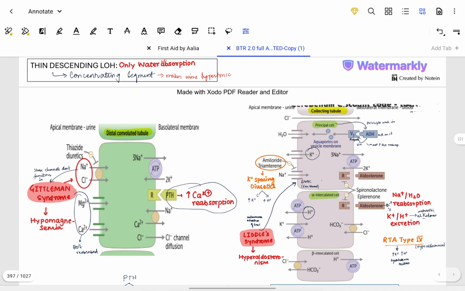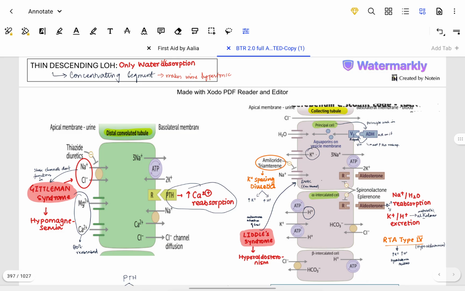So thin is causing concentration of the urine because only water is being reabsorbed, only solute is left. Thick is causing dilution of the urine because water remains the same, solutes are reabsorbed. NaK and Cl, where the loop diuretics or Bartter syndrome act. Now DCT. DCT causes reabsorption of sodium and chloride, not potassium. NaKCl was only thick ascending loop of Henle.